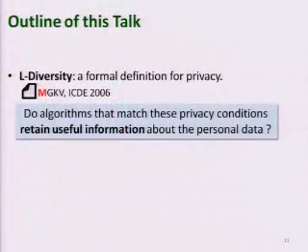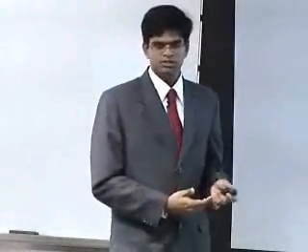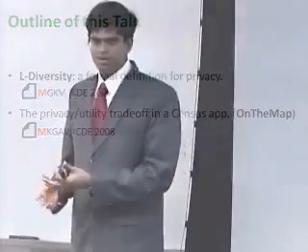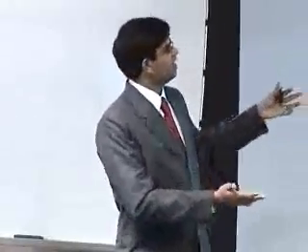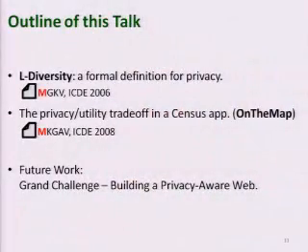In the first part of the talk, I'm going to describe how to formally reason about privacy, and I'm going to illustrate it using L-diversity, a condition for privacy that I invented in 2006. In the second part of the talk, I'm going to show you a study wherein we took these formal privacy definitions and applied them to a real privacy-preserving application called OnTheMap that is hosted by the Census. I'm going to show you that useful information can be produced while provably guaranteeing privacy. I'm then going to conclude by showing you some applications of my work towards the grand challenge of building a privacy-aware web. Do you have any questions at this point? Good. Let's go on to the first part.